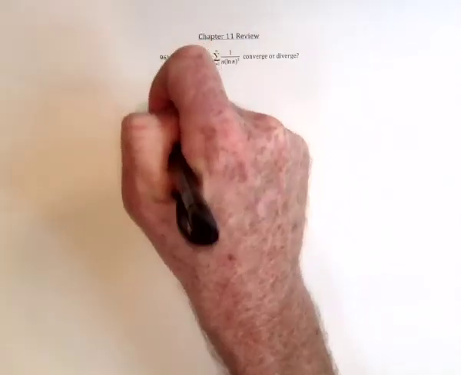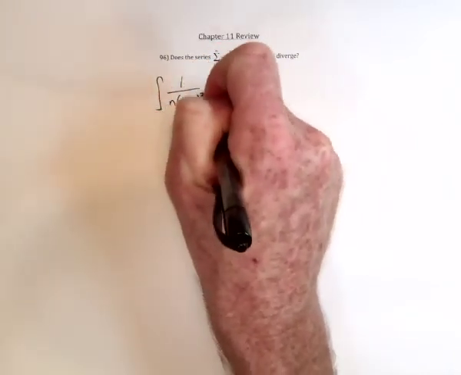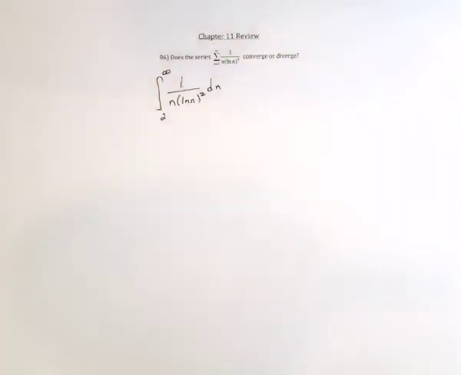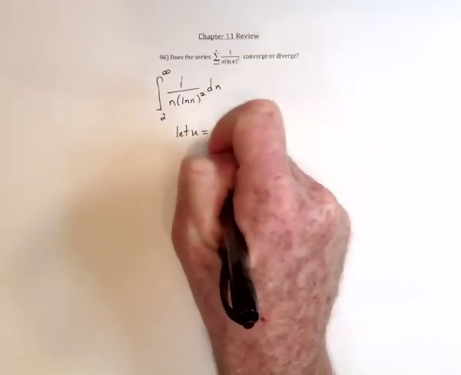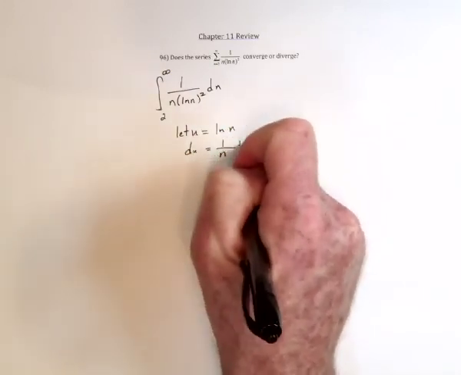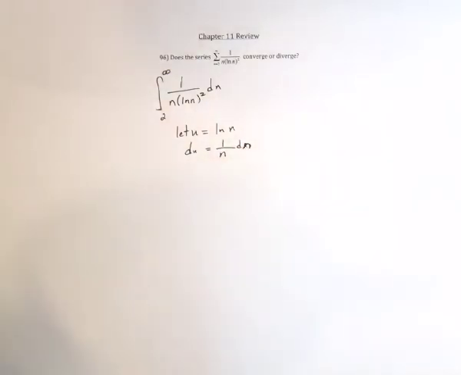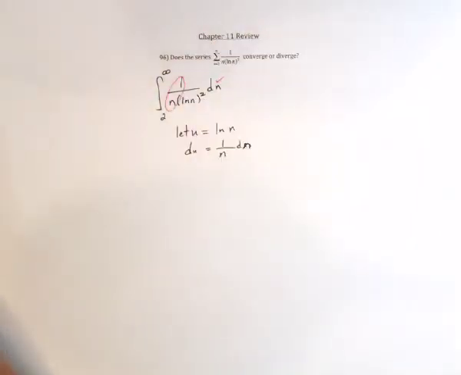So if you integrate 1 over n times natural log of n squared with respect to n, this one goes from 2 to infinity. Then use u substitution. You should always try u substitution first whenever integrating. I'll let u equal the inside part, which is the natural log function. The derivative of that is 1 over n dn. Oops, I'm so used to putting x. dn. And that's exactly what we have right here, dn and 1 over n. So the u substitution is perfect.